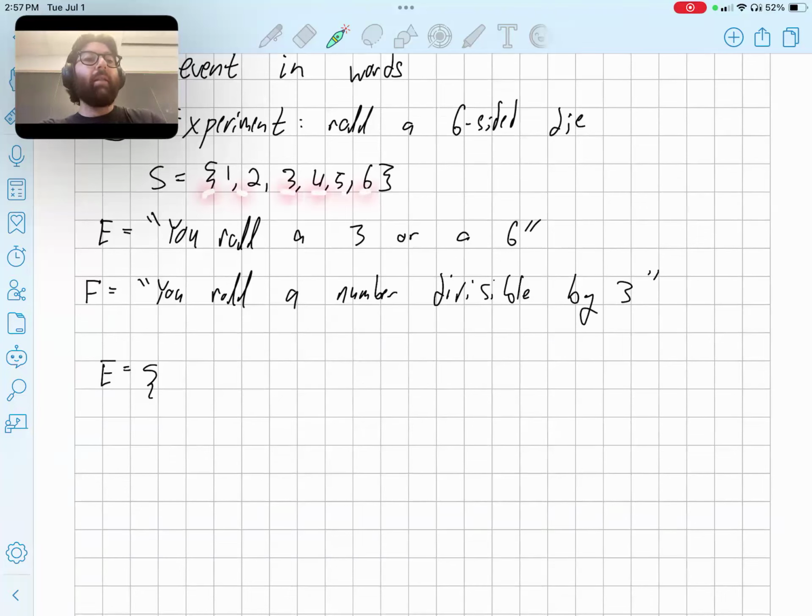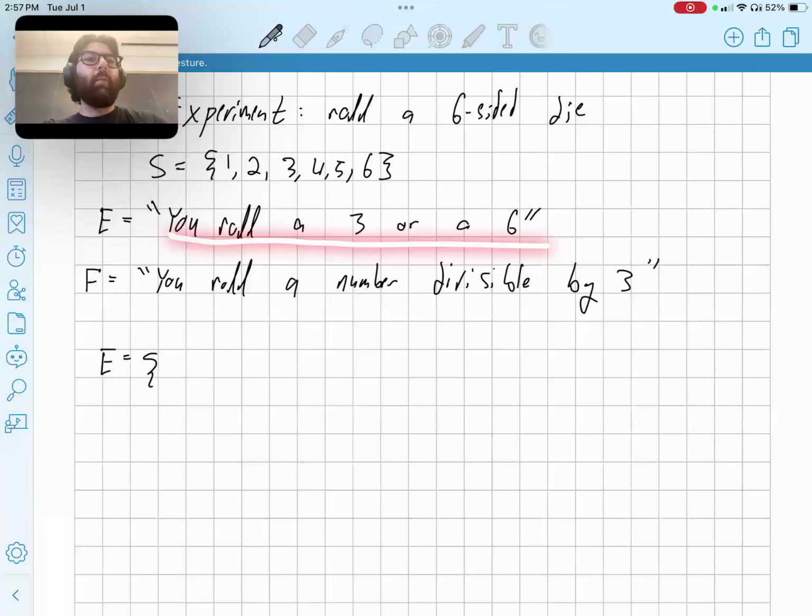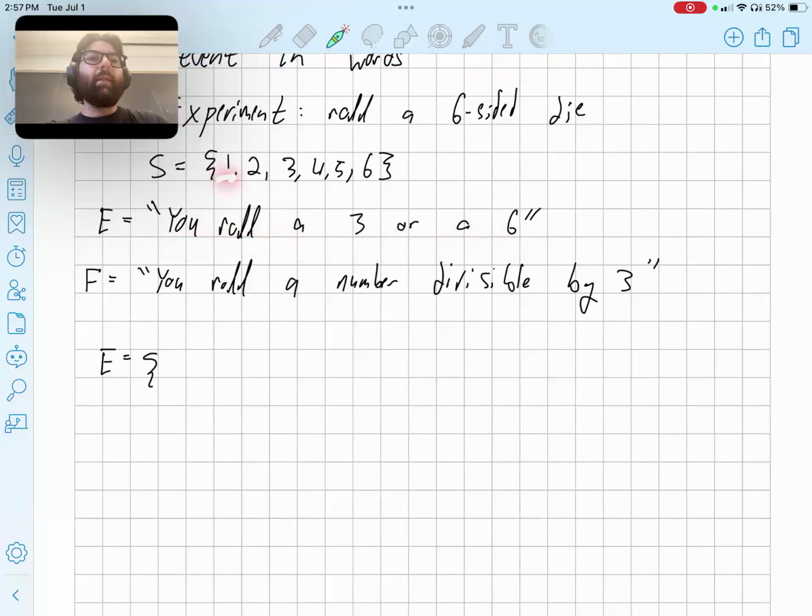And so one way to determine what subset an event corresponds to is to just go through everything in the sample space and see, does this satisfy this event? So let's go for E. For E, you roll a 3 or a 6. Well, is 1 a 3 or a 6? No, so I don't include it in E. 2 is not a 3 or a 6, so I don't include it. 3 is a 3 or a 6, so I include it in E. 4 is not, and 5 is not, so I don't include them. 6 is a 3 or a 6, so I do include it.